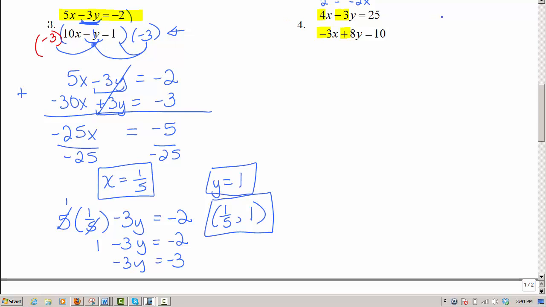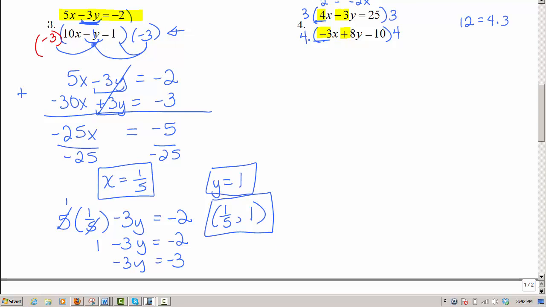Well, what would be the common multiple between 4 and 3? How about 12, right? Because 4 times 3 is 12. So I could make this a 12 and that a negative 12. How could I do that? Well, I would need to multiply this equation times 3, but this equation times 4.